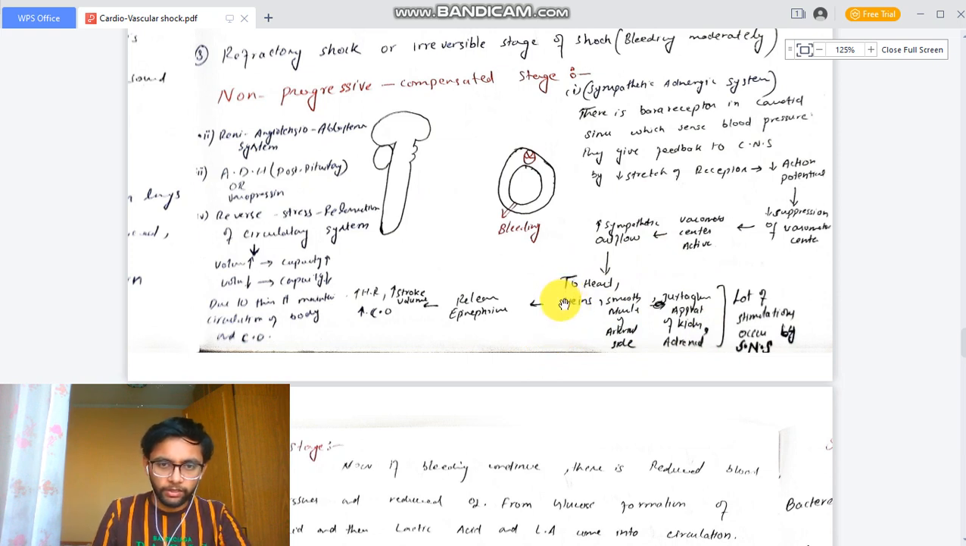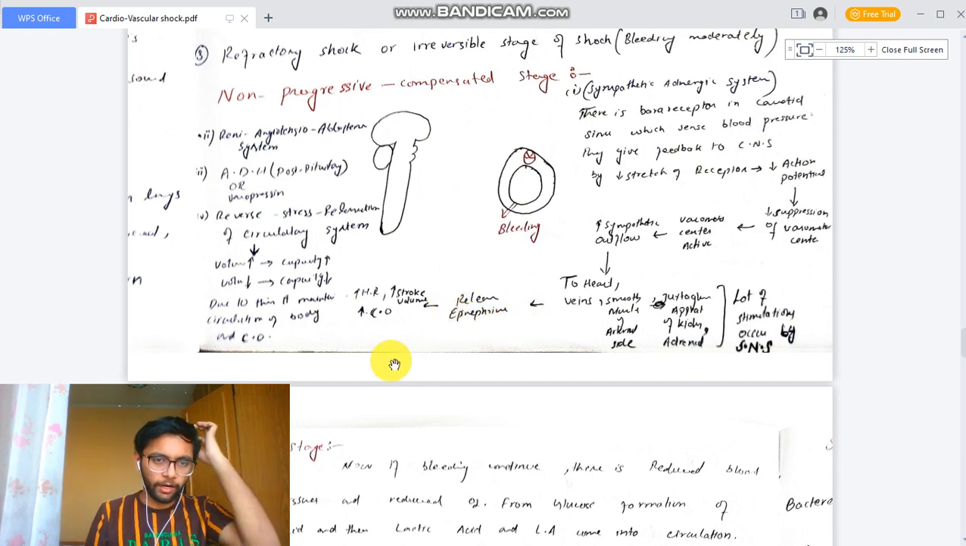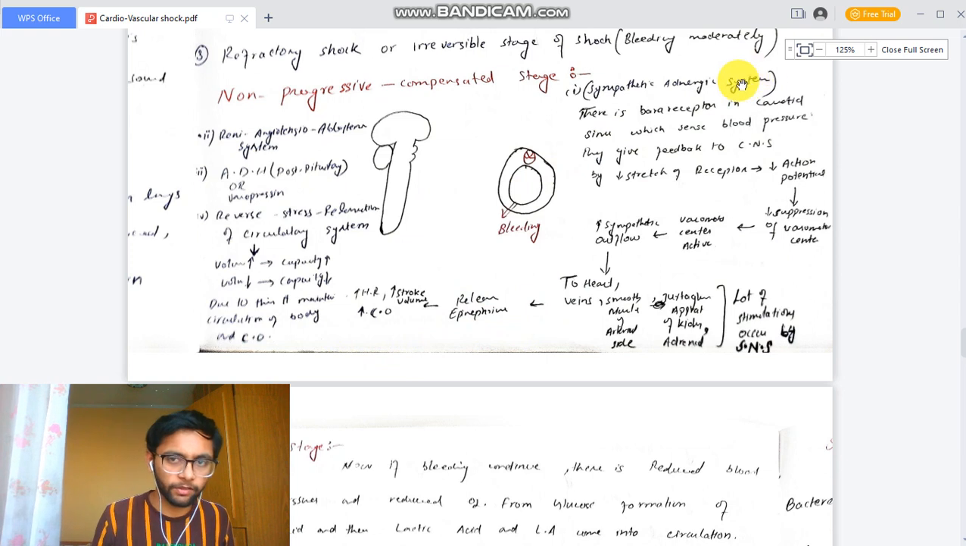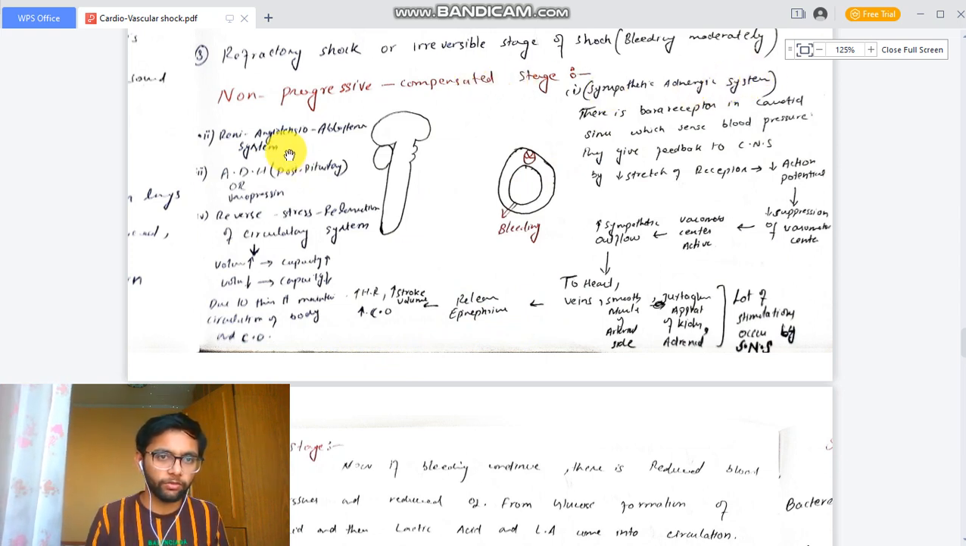These all factors led to the increase in venous return, increased release of epinephrine, and increase in stroke volume, heart rate, and cardiac output. So blood pressure tries to be maintained by these factors. First, there is a sympathetic adrenergic system. Second, there is a renin-angiotensin-aldosterone system, and there is less blood flow to the kidney.